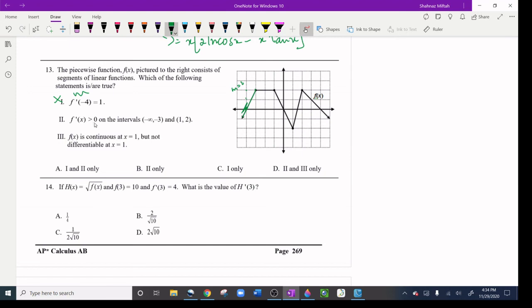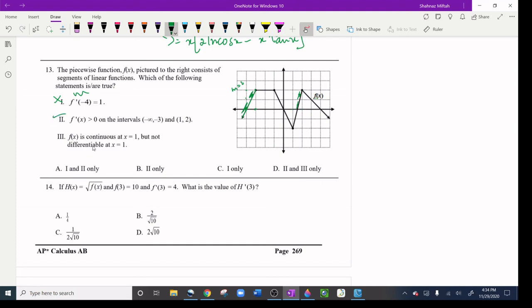F prime x is greater than 0 on the interval negative infinity to negative 3. That's negative infinity to 1, 2, 3, negative 3. Yes, it is greater than 0, because any tangent line from here to here is going to be positive. And then 1 and 2. So this is 1 and that's a 2. So 1 and 2 is this, so it's also positive. So all the lines are positive.